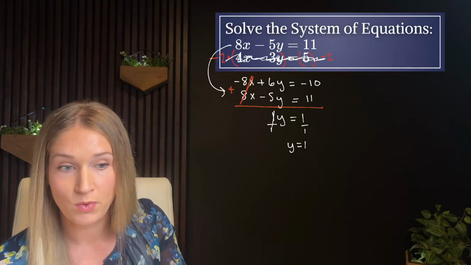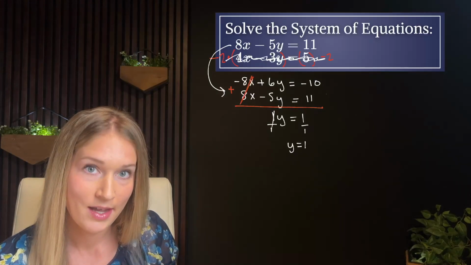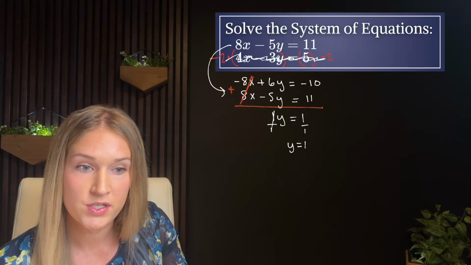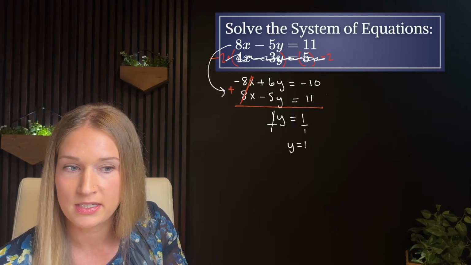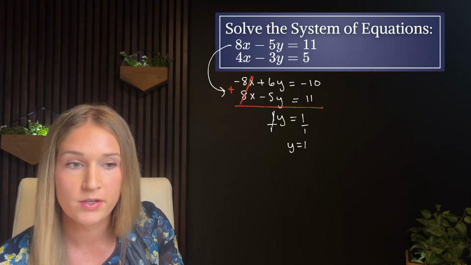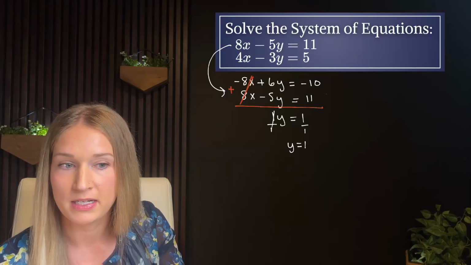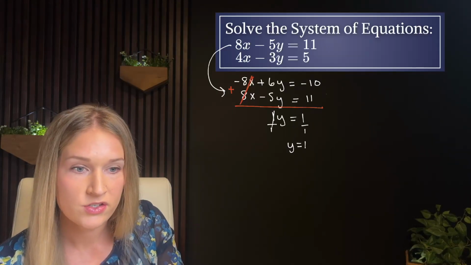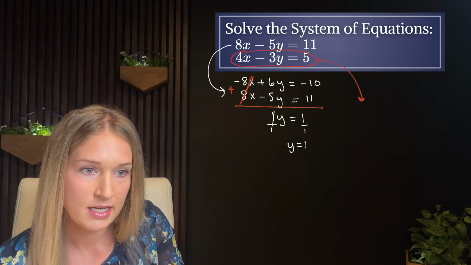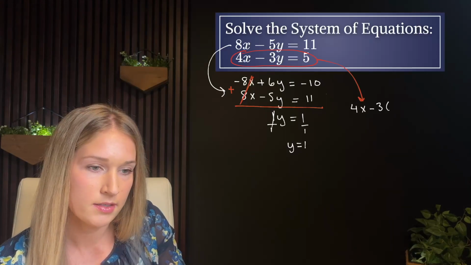I'm going to take this y value, plug it into any equation that has x and y in it, and then I'll be able to solve for x. So you can pick your favorite. You could pick the equation we created, the -8x plus 6y equals -10. You could even pick that original 4x minus 3y equation, or you could go all the way back up to the very top and pick 8x minus 5y. I think I actually do like that second equation the most, so I'm going to go ahead and take this equation and plug in my y of 1 to solve for x.